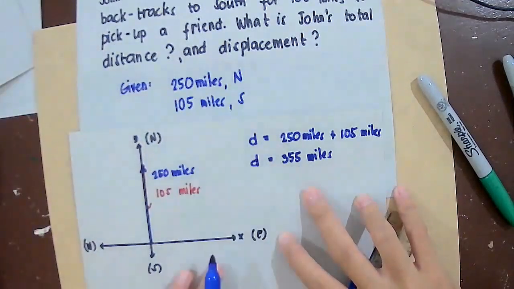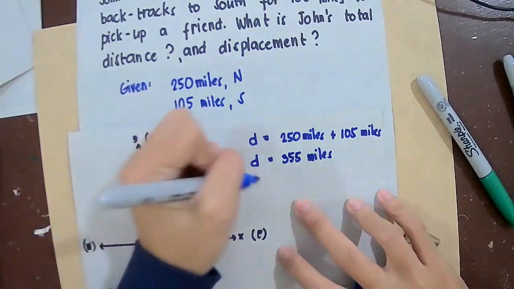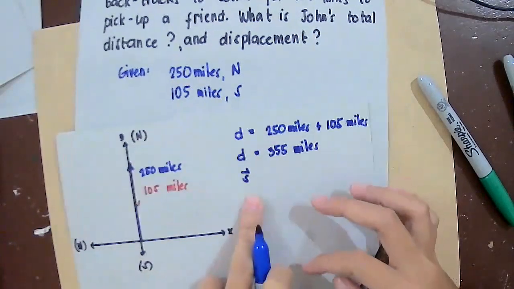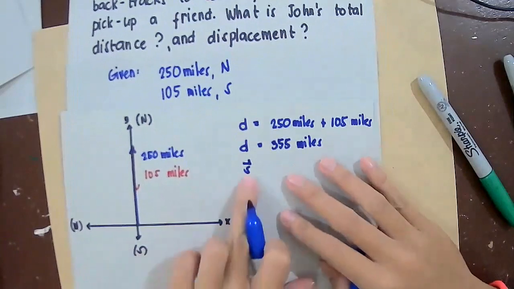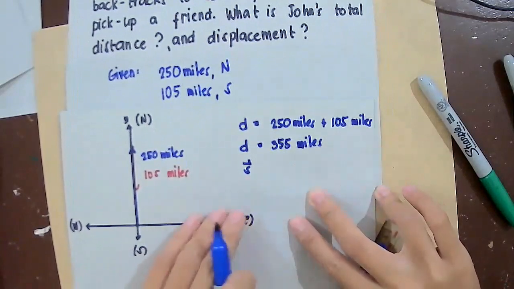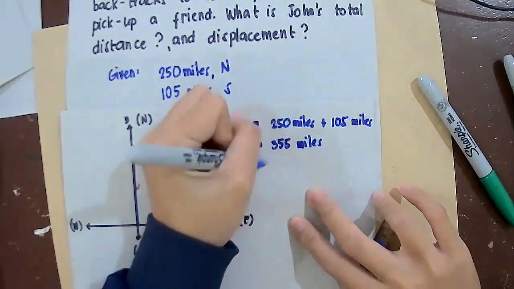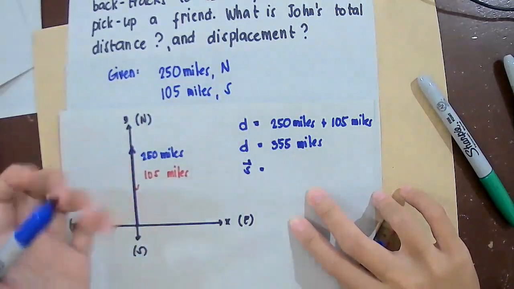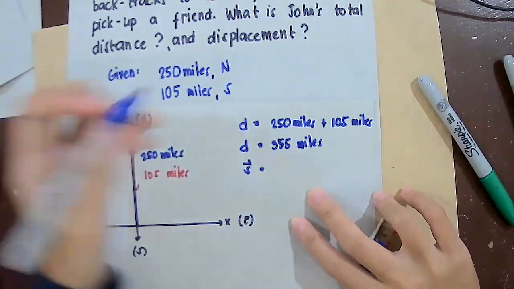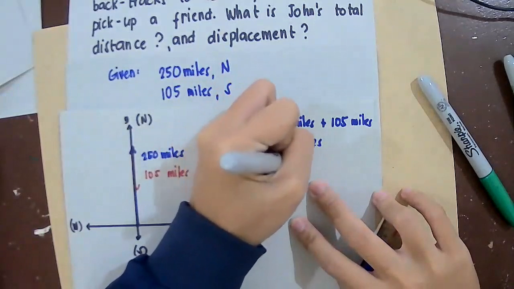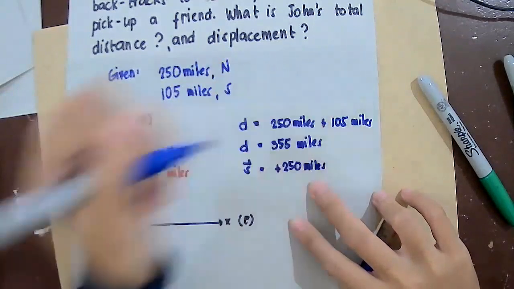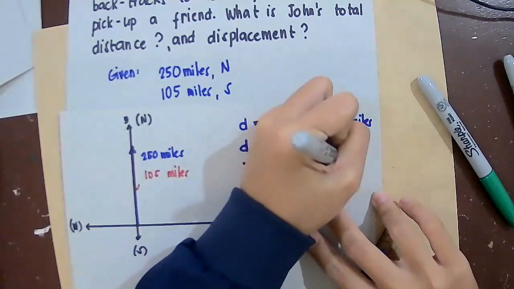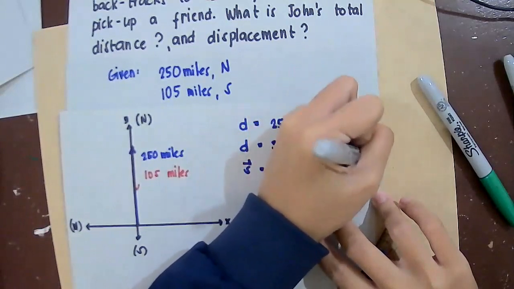Now we already have your distance. Now what about John's displacement? So to get John's displacement, let's indicate your displacement as S and then arrow sa top. Okay? So why we have this arrow? It's because displacement is a vector. Now in getting your displacement, we have to consider your sign. Okay, so since the 250 miles is going up, so it takes positive sign, positive 250 miles. And then 105 miles is going south, so this is plus negative 105 miles.